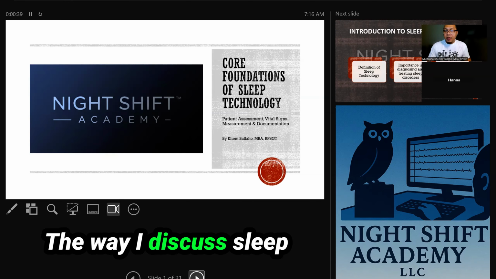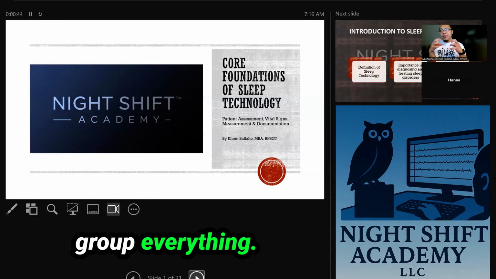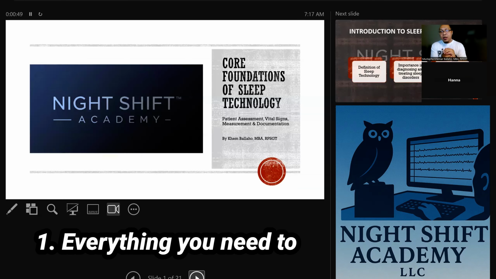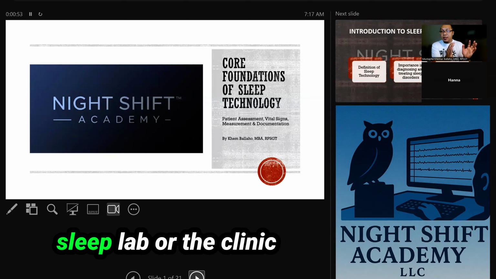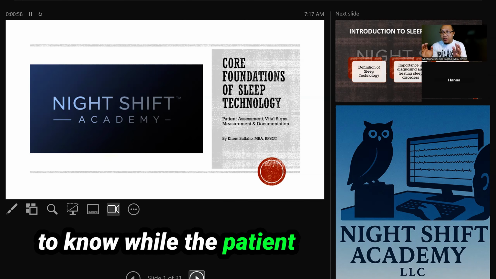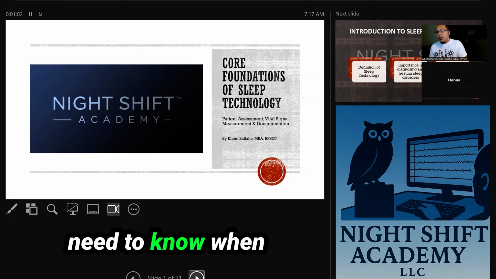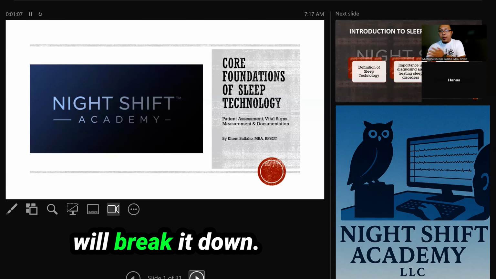The way I discuss sleep technology is I always group everything I teach into just three main parts. Everything you need to know before the patients arrive in the sleep lab or the clinic, everything you need to know while the patient is in the sleep lab or clinic, and then everything you need to know when the patients leave. Okay, so that's how we will break it down.